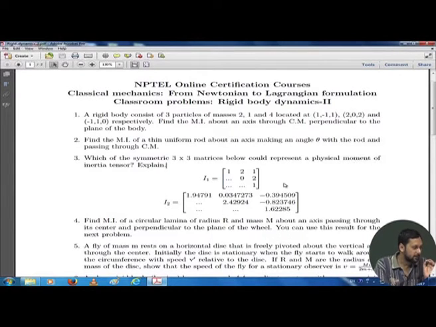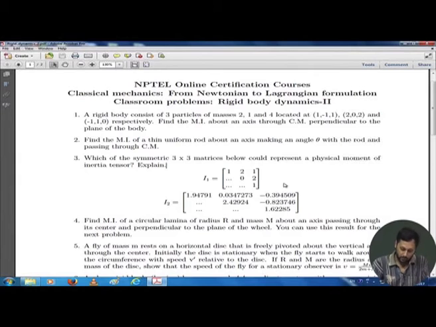Now which one represents a physical moment of inertia tensor? That is the question. One of these represents a physical moment of inertia tensor. The other one does not. To understand this, we have to go through not only the properties of the moment of inertia tensor. We know that moment of inertia is a real symmetric tensor, that is, both of them satisfy this. So we have to go beyond the properties and try to see which one represents a physical system and which one does not.